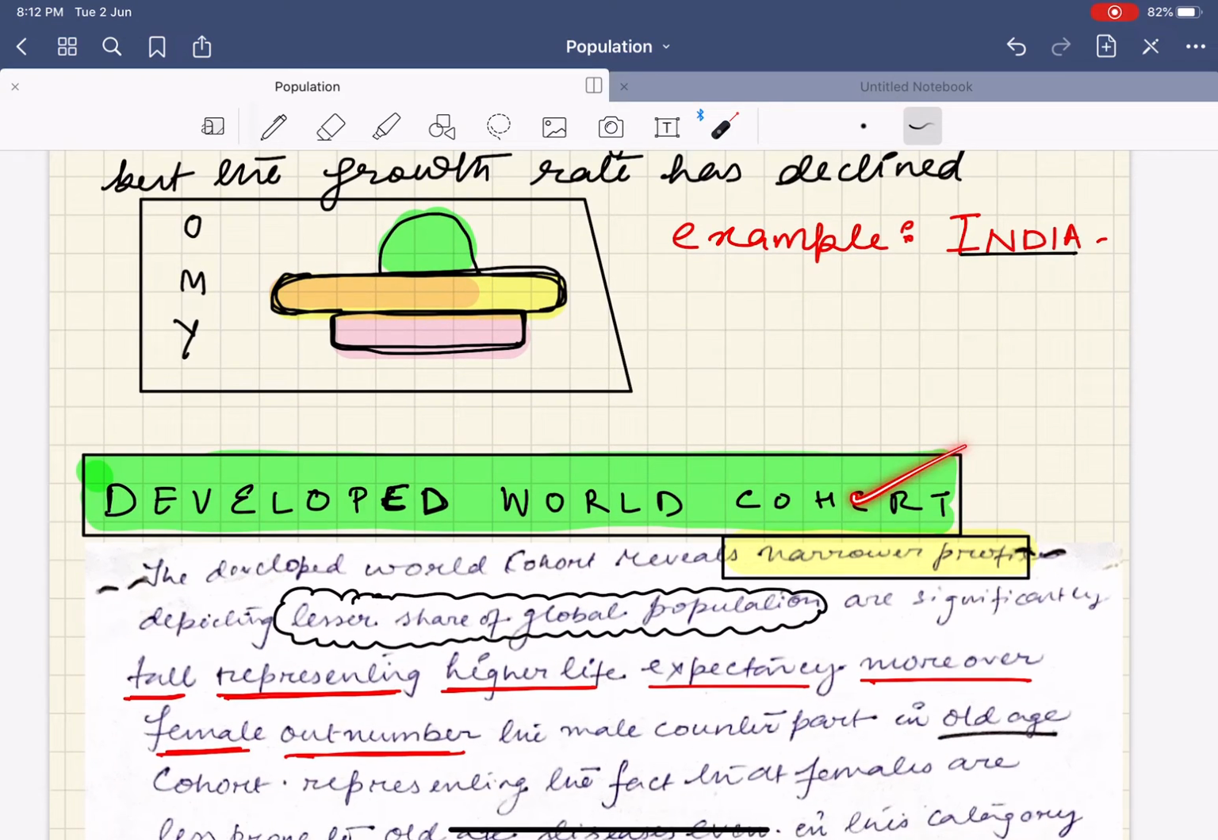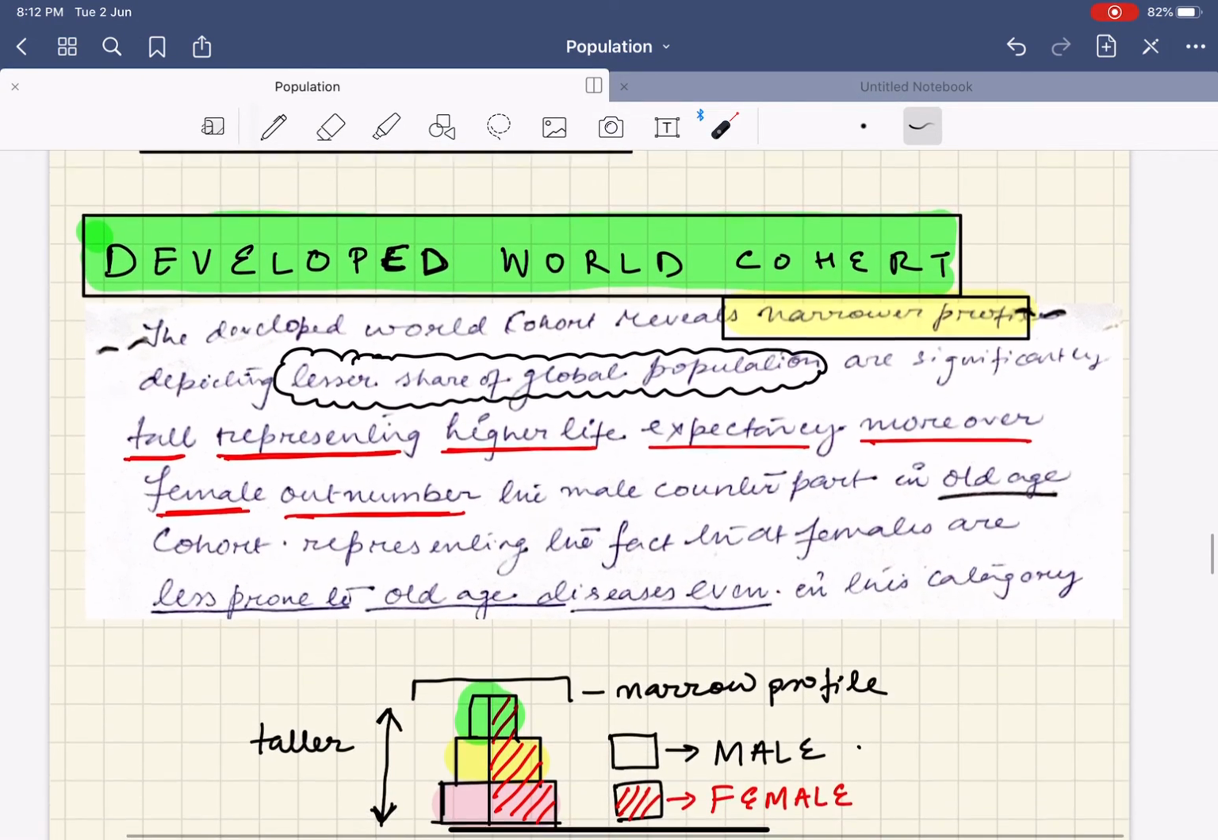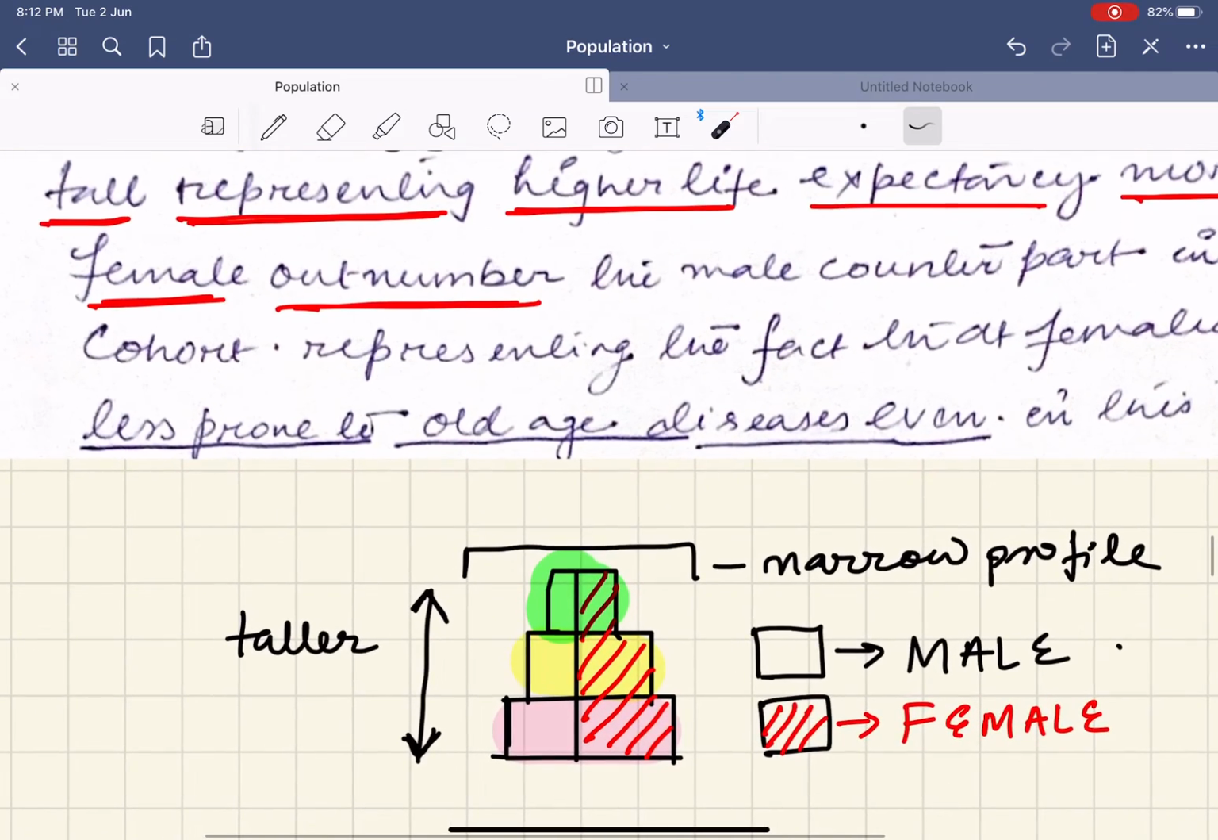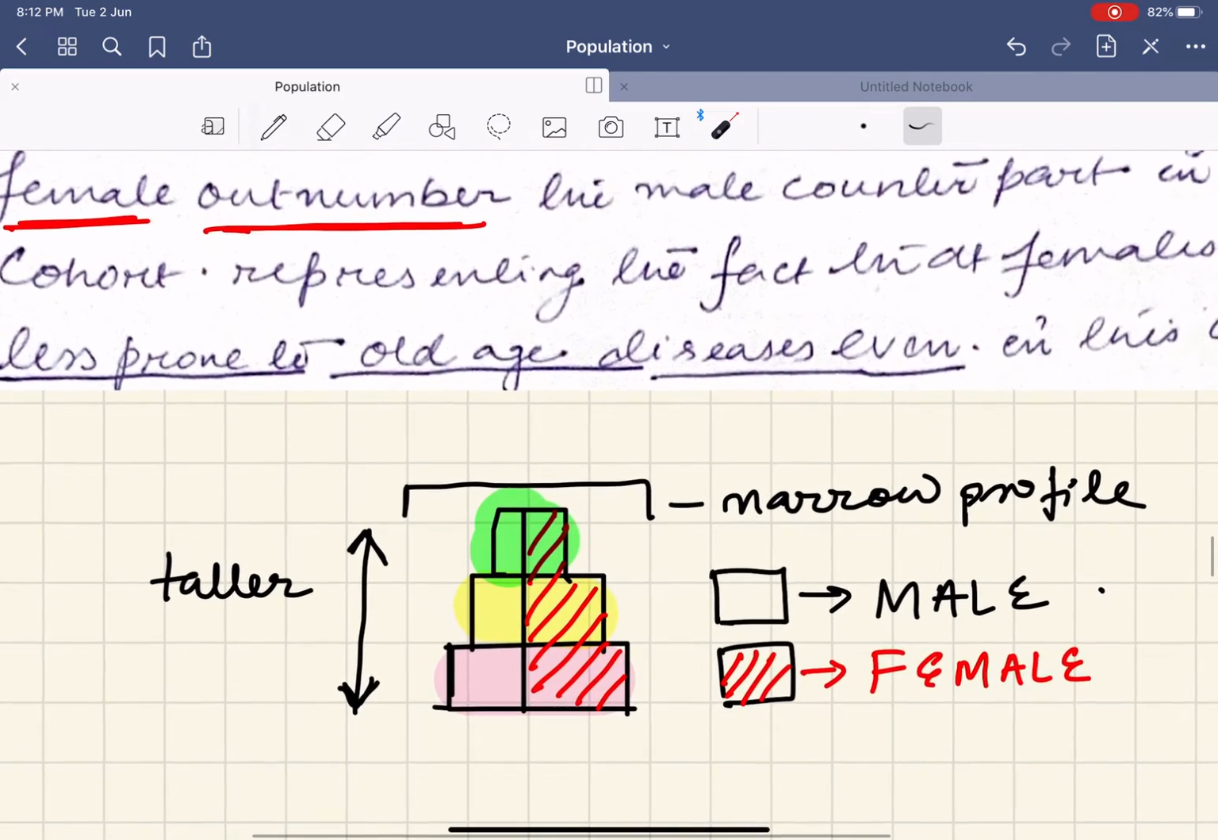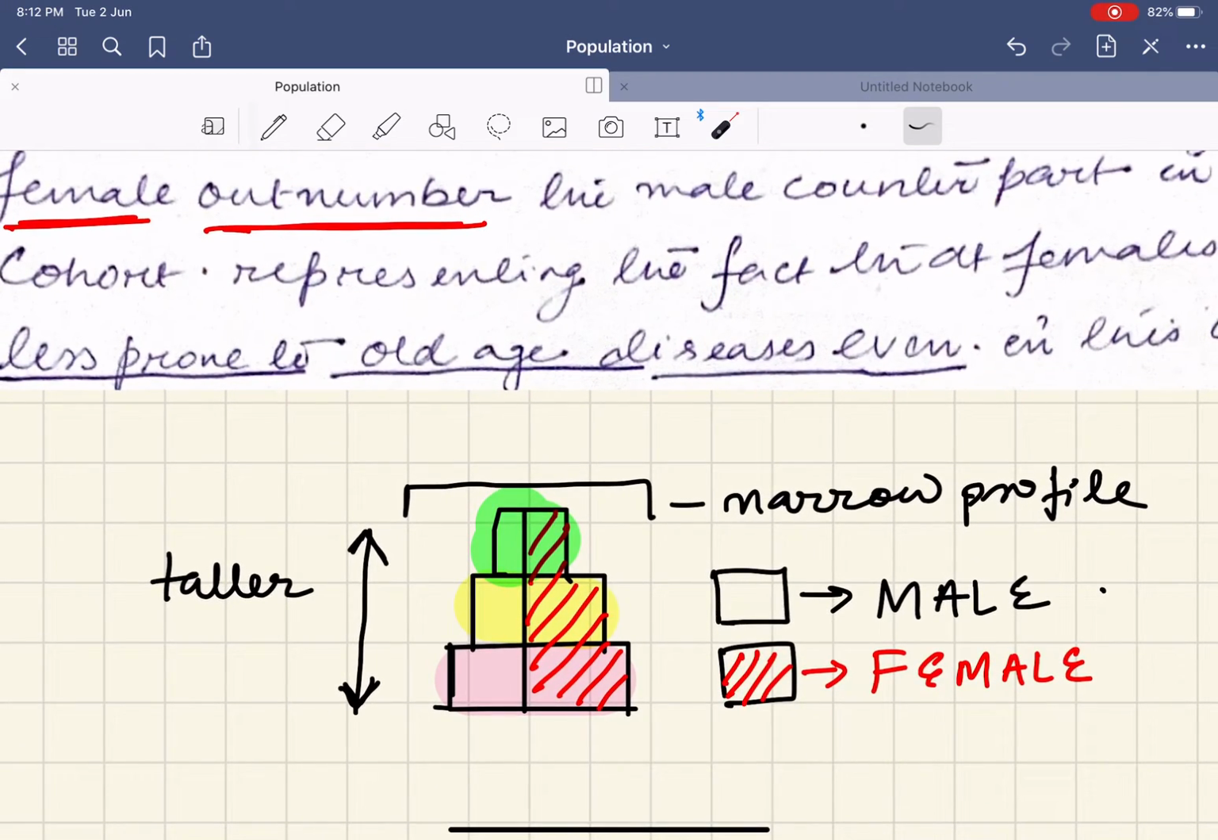Next, let's move to the developed world cohort. In this developed world cohort, again we'll look into this diagram. Now, in this diagram, first we see that the entire pyramid is a taller pyramid. Taller pyramid means what? We have a higher life expectancy. But what was the case for a developing world cohort? In the developing world cohort, the pyramid height was very less, which showed that it had less life expectancy.